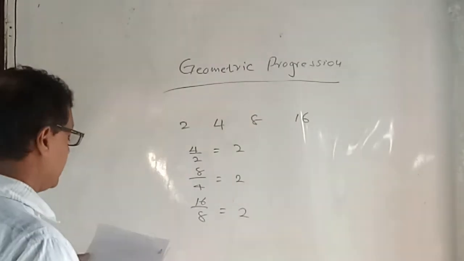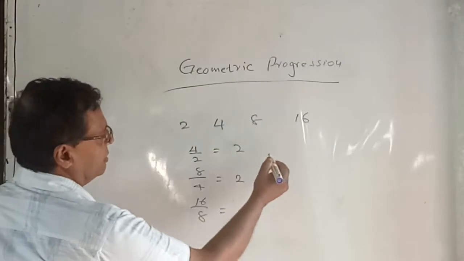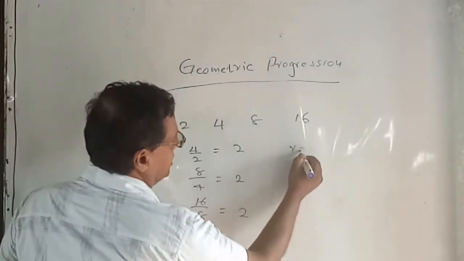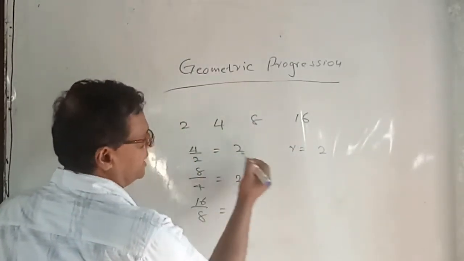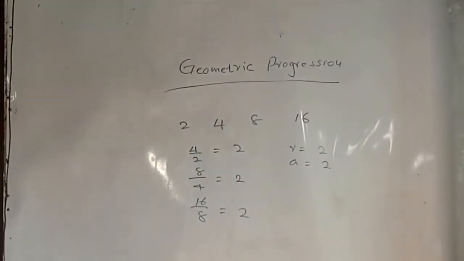Now, we take a very simple example. Now, the common ratio r is 2 here, and the first term is also 2. Now, let us take an example.